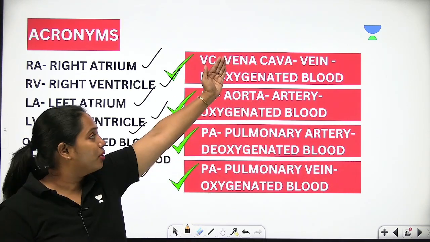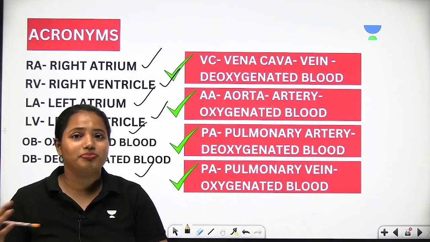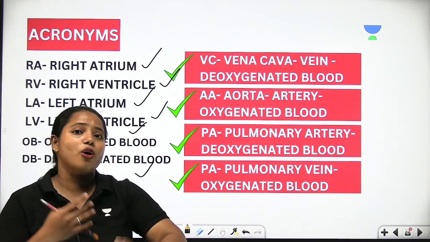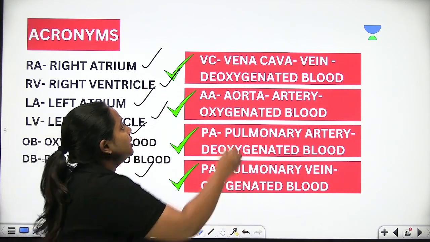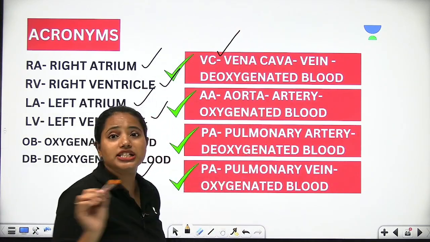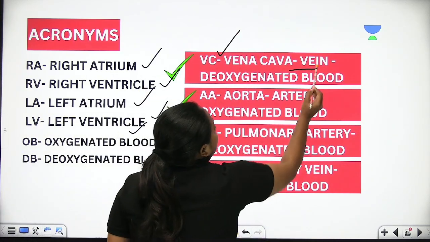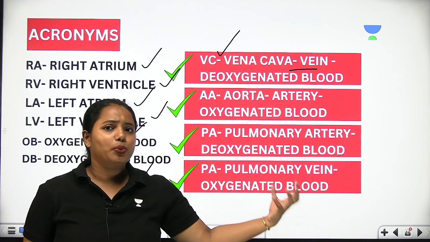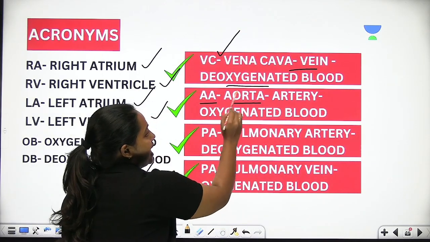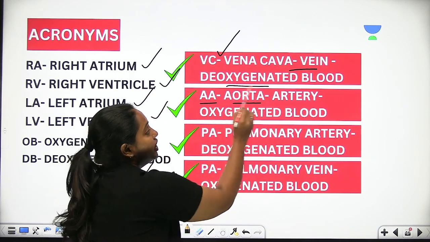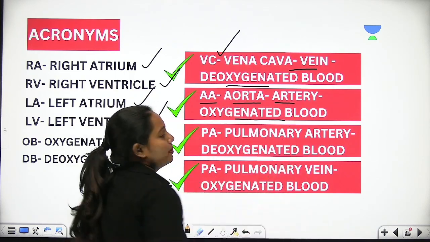Coming to this side, I'm going to show you how different kinds of blood are flowing through all these blood vessels. The very first one, VC, represents vena cava, which is nothing but a vein. What type of blood is carried by the veins? It's nothing but the deoxygenated blood. AA is nothing but aorta, which is going to carry oxygenated blood.